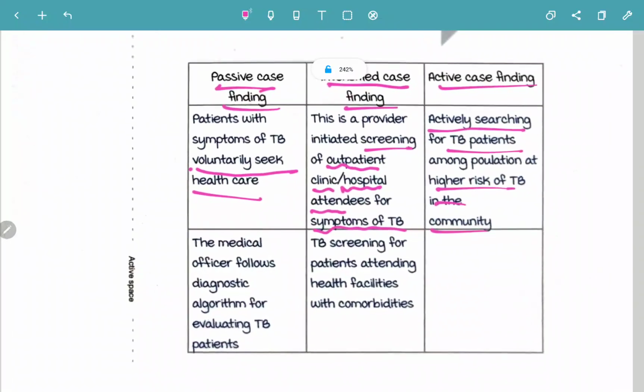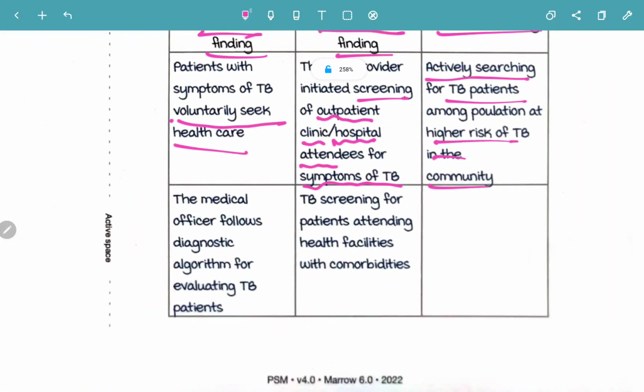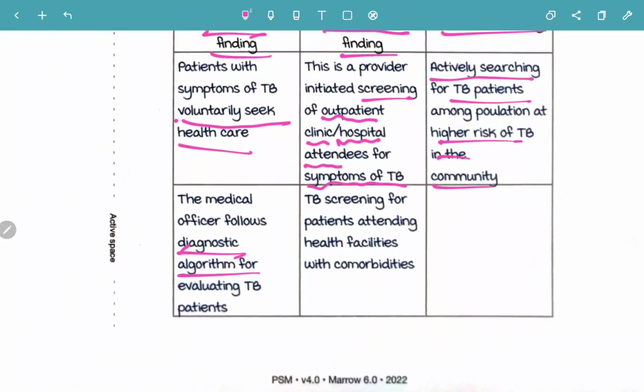Now in passive case finding, the medical officer follows a diagnostic algorithm for evaluating TB patients. Here in passive, the patients are voluntarily coming to the healthcare and seeking it, right? Therefore the medical officer will follow a particular diagnostic algorithm that we studied earlier. In case of intensified case finding, TB screening for patients attending health facilities with comorbidities will be there.